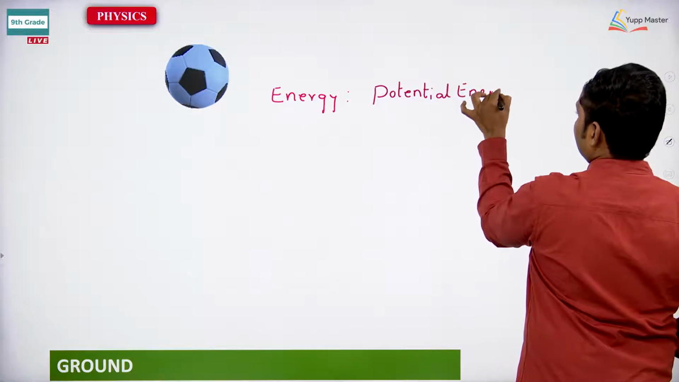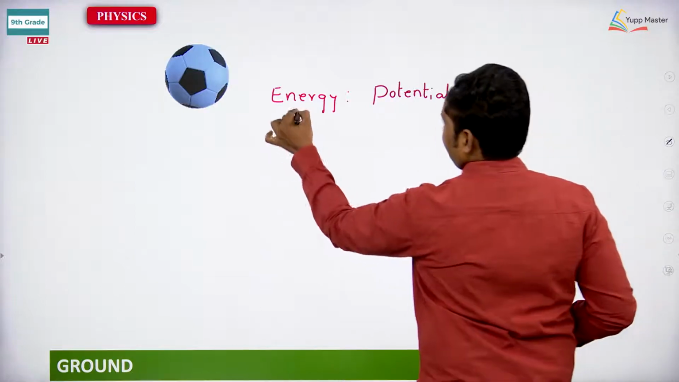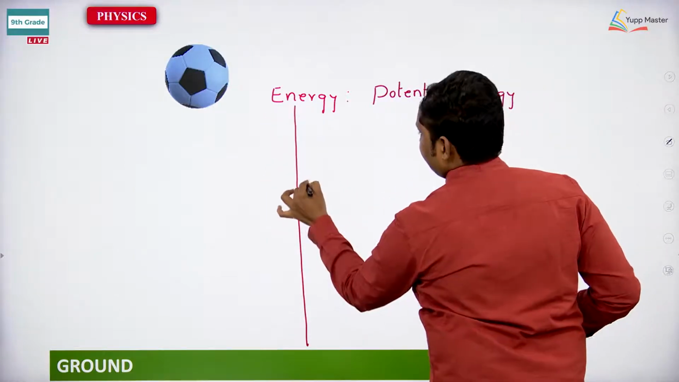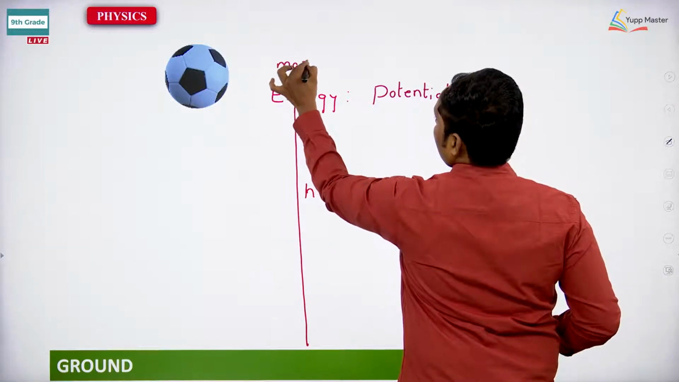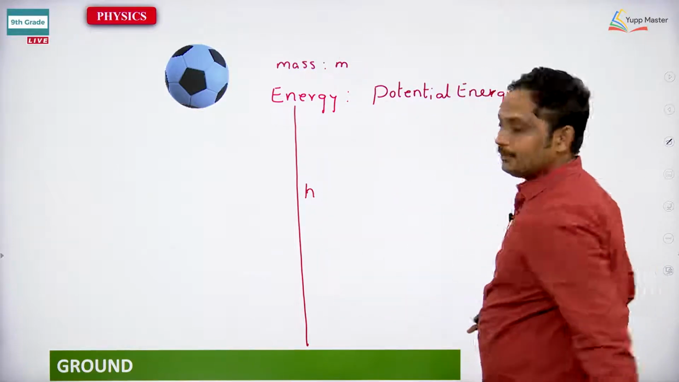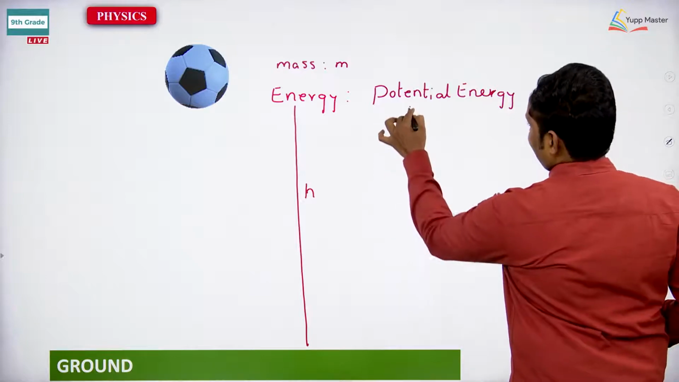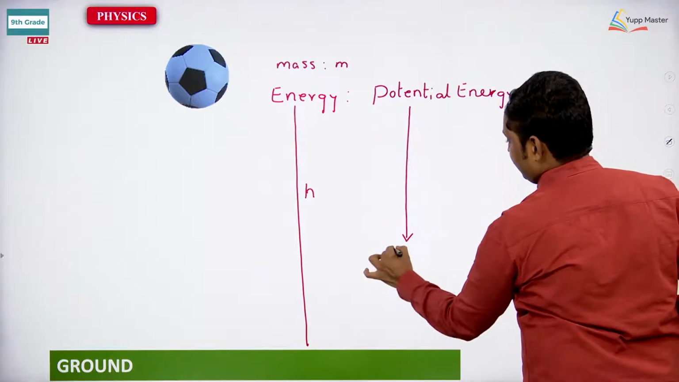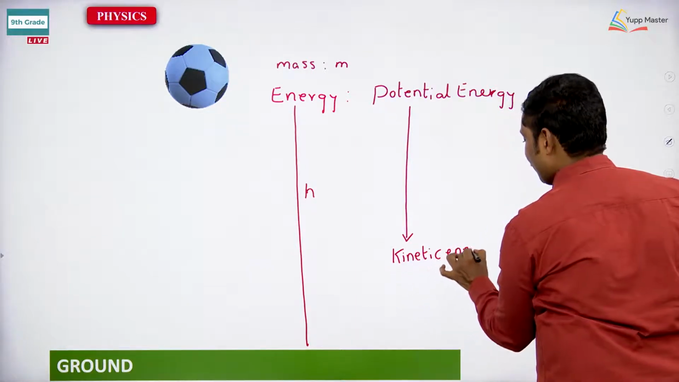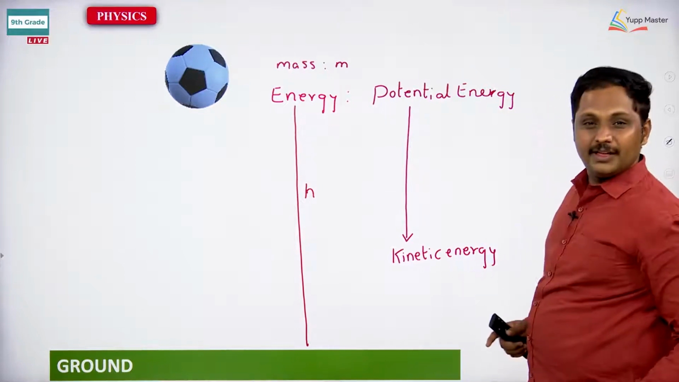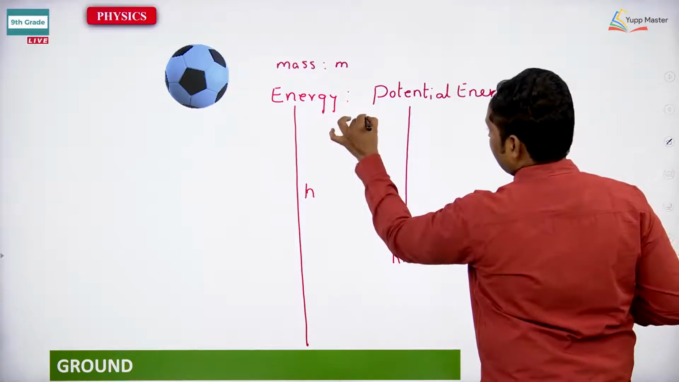Just you have to take this one, right. At a particular height, which is going to be h, its mass is going to be m units, and its potential energy is going to become kinetic energy. So you can identify that case.